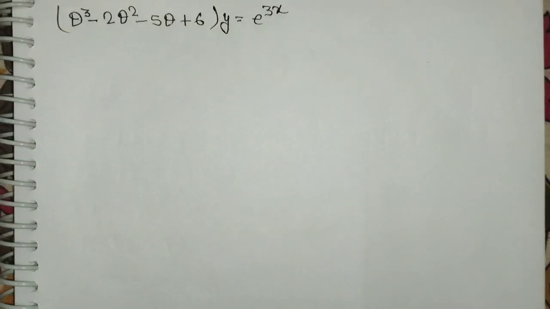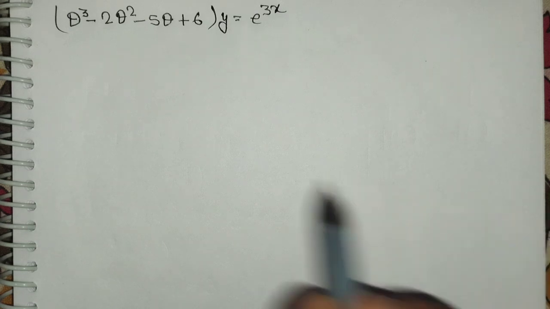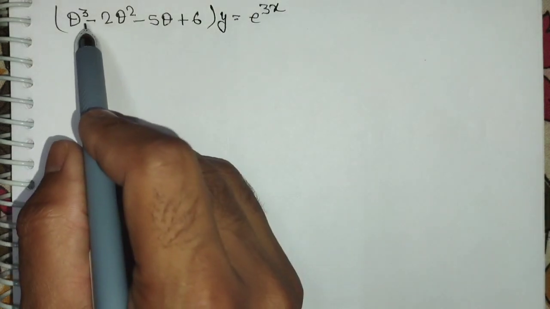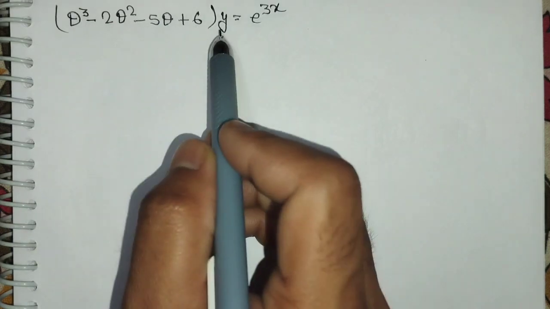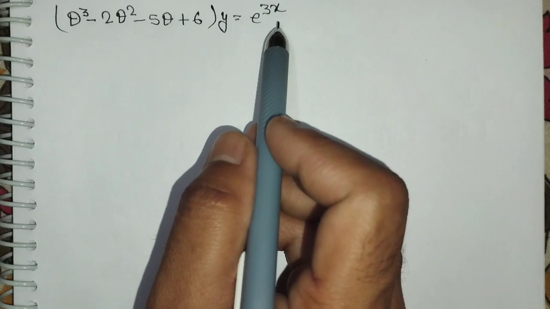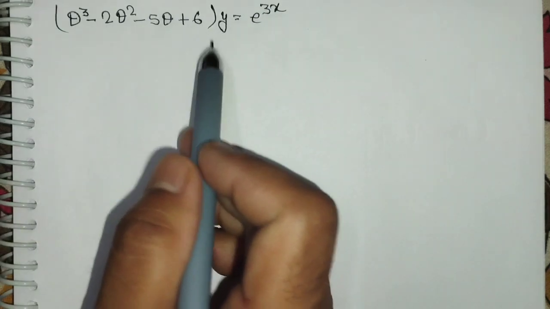Hello friends, today we are going to solve a higher order differential equation with constant coefficients. The question is (D^3 - 2D^2 - 5D + 6) y = -e^(3x). The question is in standard form.